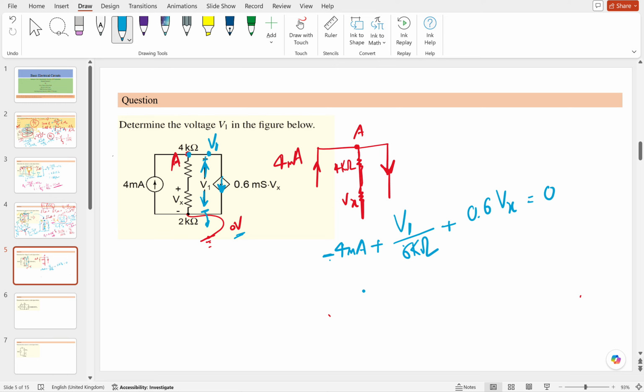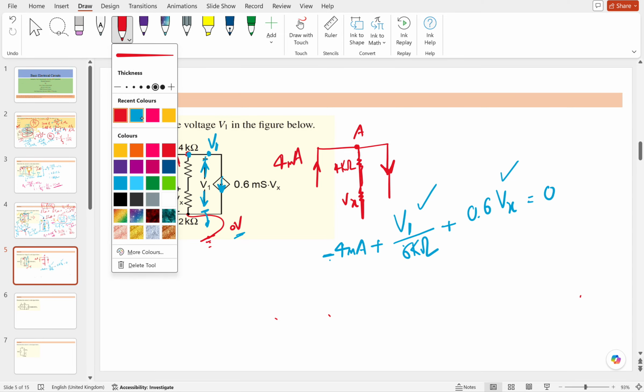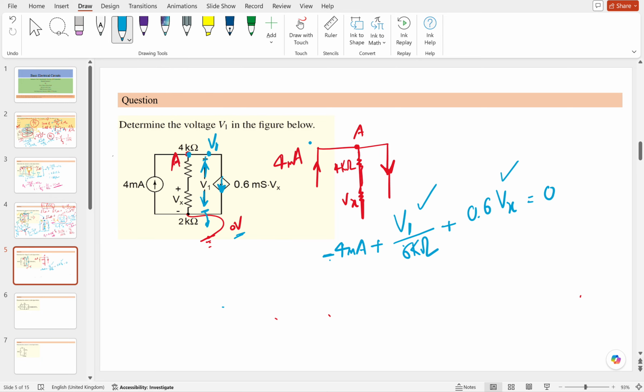There are two variables here: V1 is one variable, Vx is the second. So we need another equation to solve this. How to find it? The 4 milliamps is coming in and 0.6 Vx is going out, so the current flowing through here will be 4 minus 0.6 Vx.